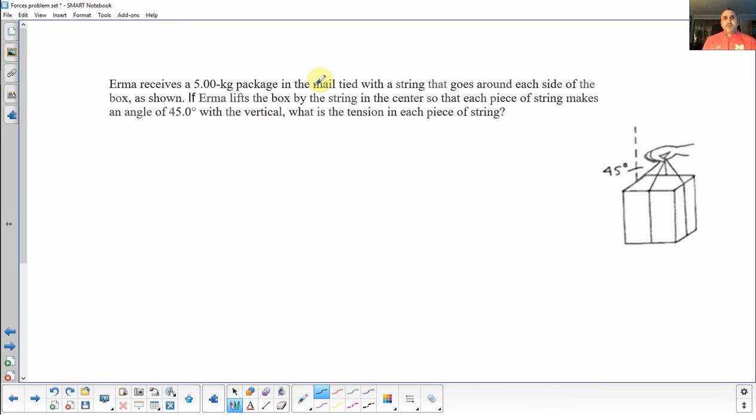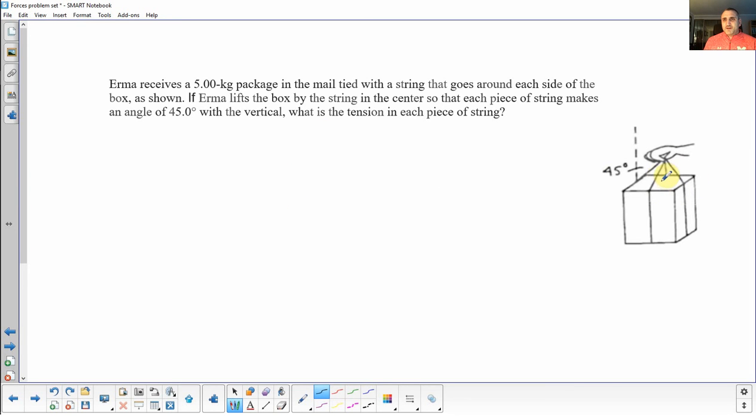Irma receives a 5 kilogram package in the mail tied with string that goes around each. We have 4 pieces of string sort of here. Irma lifts the box by the string in the center so that each piece of string makes a 45-degree angle with the vertical. What's the tension on each piece of string? So this is kind of interesting.